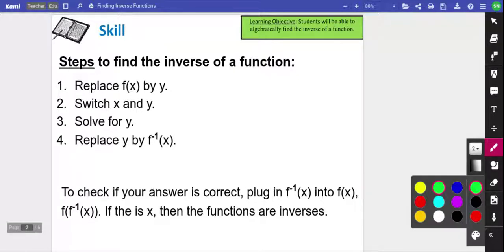Once you have found the inverse of a function, you can check to see if your answer is correct by plugging in your solution, which is the inverse of f of x, into the original equation. If this gives you an x, then you found the inverse correctly.